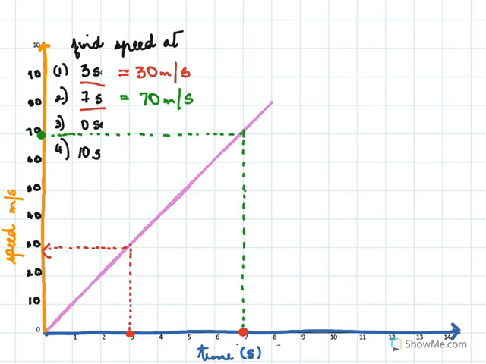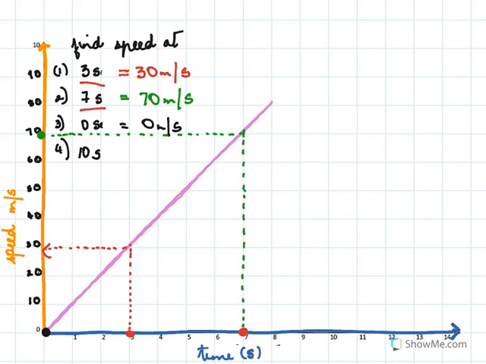Now we'll go to see at 0 seconds what is happening. Now where is 0 seconds? It's right here at the origin. And what is the velocity at that? Look at the velocity graph, speed graph. It is 0. So at 0 second in the beginning, it is 0 meter per second.